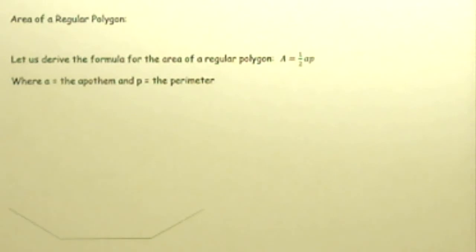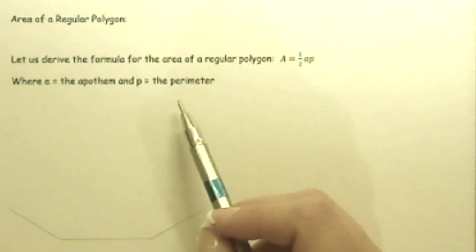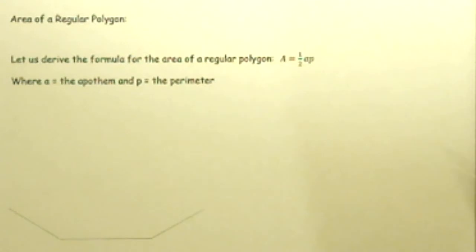Hi, and welcome to this Math Day video on area of a regular polygon. We're going to start by deriving the formula, which I already have written here, is 1/2 AP, where A is the apothem and P is the perimeter.